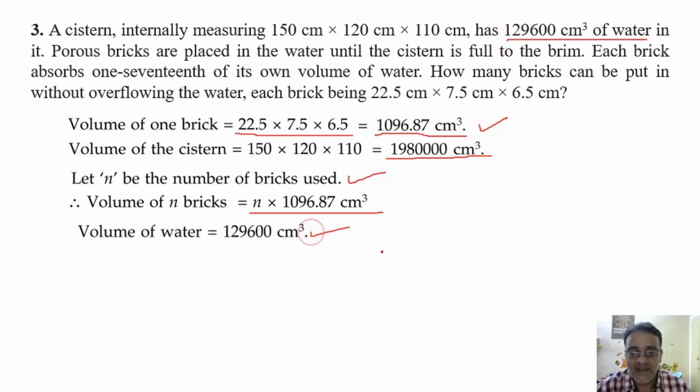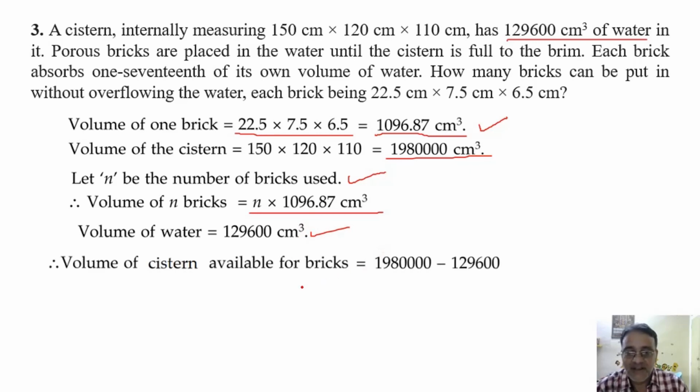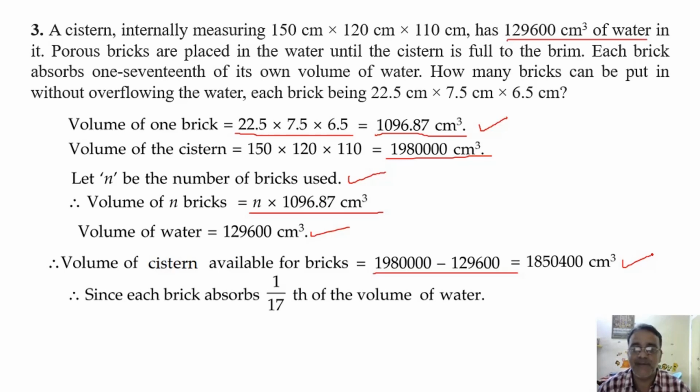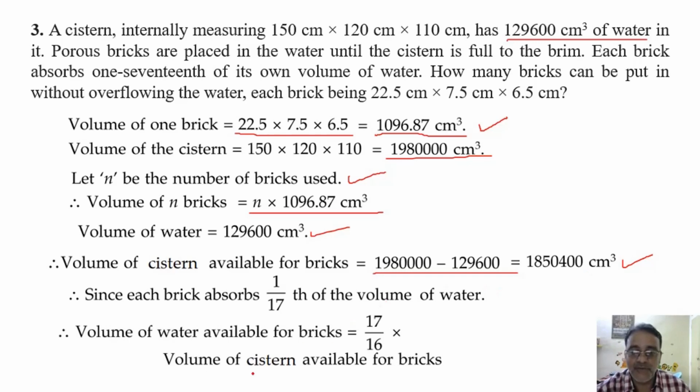Now in the question it is given that the cistern has this much amount of water. So the volume of the cistern available for bricks is 19,80,000 minus 1,29,600, that is equal to this one. This much volume is left there because the water already there is 1,29,600. So according to the question, each brick absorbs 1/17 of its volume of water. So the total volume available for bricks will be 17/16 into the volume of cistern available for the bricks, because 1/17 is already absorbed.